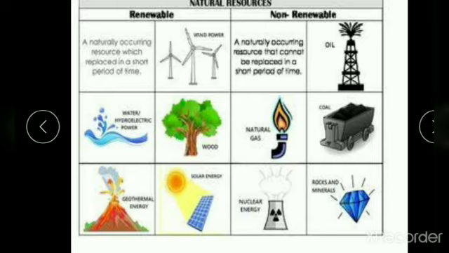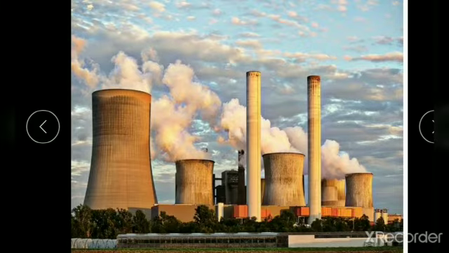Eventually we shall run out of fossil fuels when we use non-renewable resources, right? So it is necessary to turn to alternative sources of energy. So we'll see some of the alternative sources of energy. Okay, the first one, nuclear power. It refers to the power coming from the energy stored within the atoms. Hence it can also be used as an alternative source.